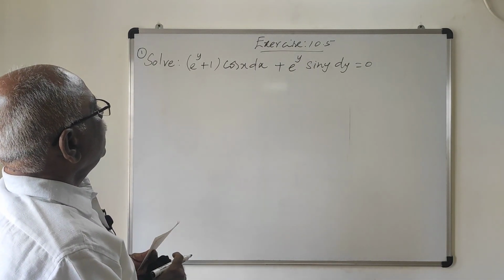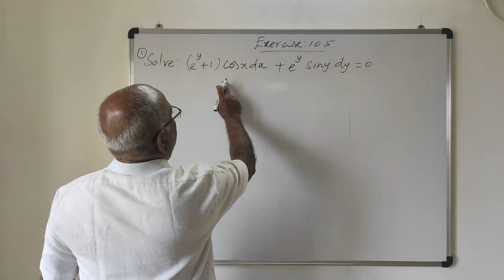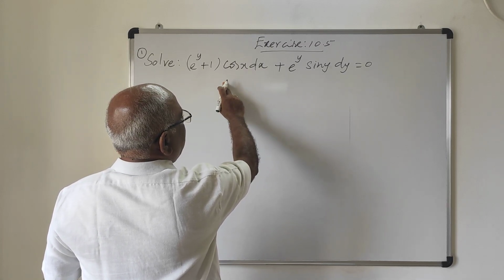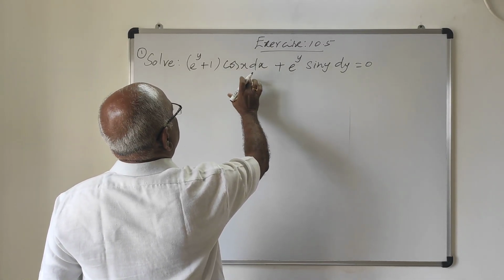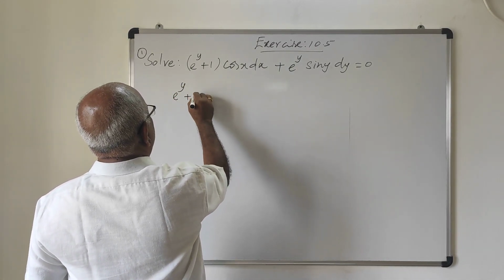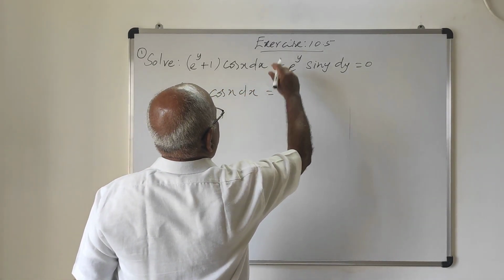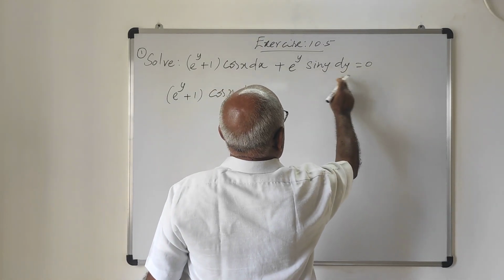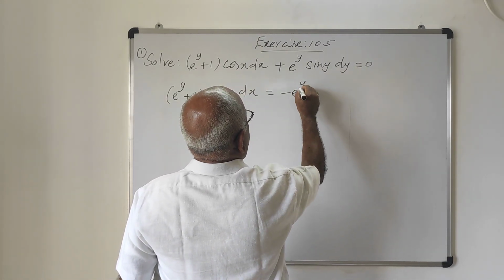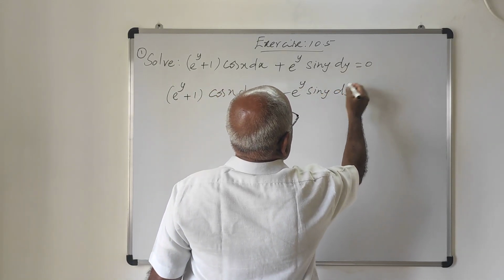You see, sin y dy, cos x dx. So (e^y + 1) cos x dx is equal to, you take the full term e^y sin y dy to the right hand side, it becomes minus e^y sin y dy.